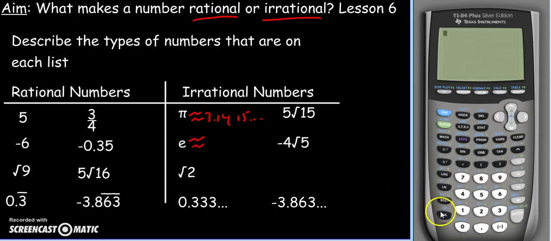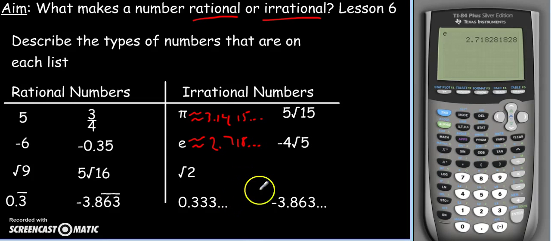Let's take a look at a calculator. It does say e is located directly above the division symbol. If we press second, that is e. If we press enter, it's approximately 2.718, and so on.